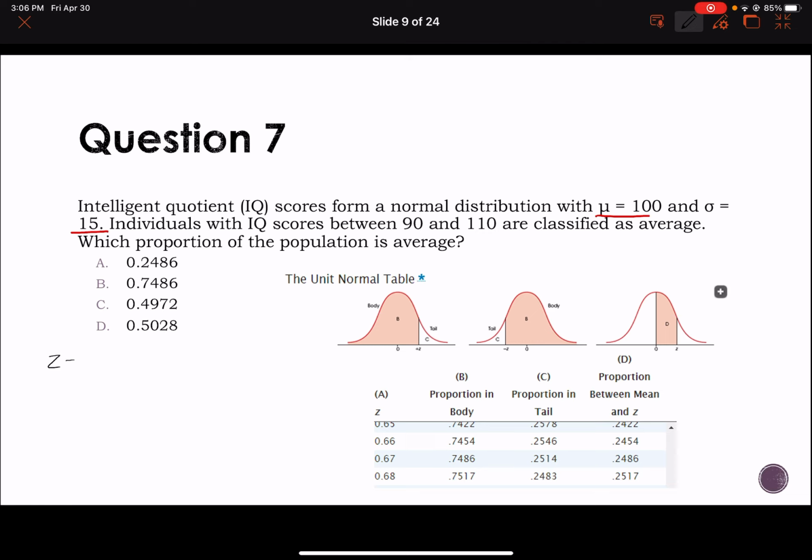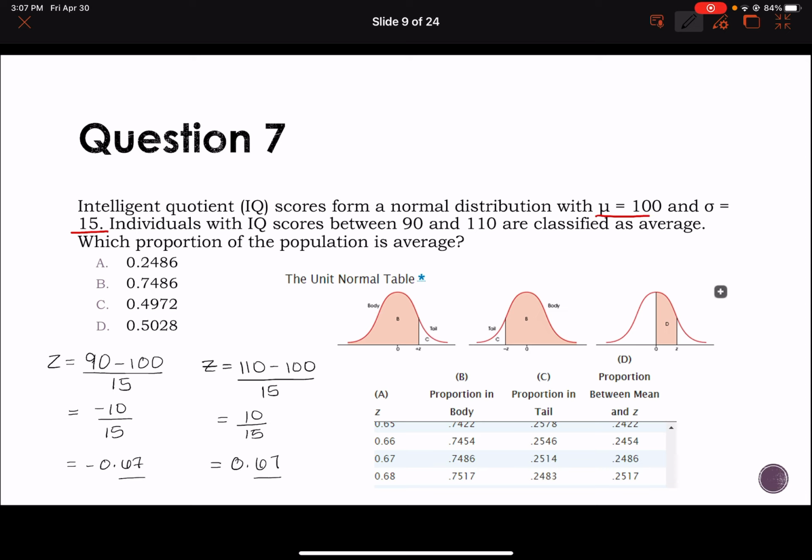So starting off with 90, this is going to be 90 minus 100, which is our mean, divided by our standard deviation, which is 15. So this would be negative 10 over 15, which would reduce down to a negative 0.67. Again, making sure to round to 2 decimal places. We're going to do the same thing with the 110. So 110 minus the mean of 100 divided by the standard deviation of 15. So this is going to be a positive 10 over 15, which is going to reduce down to a 0.67.